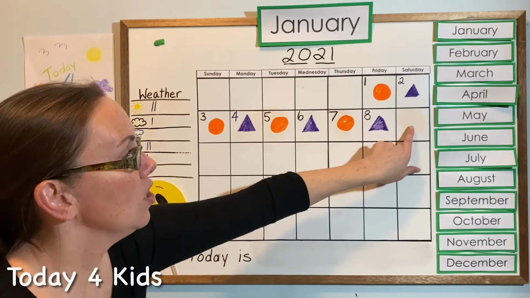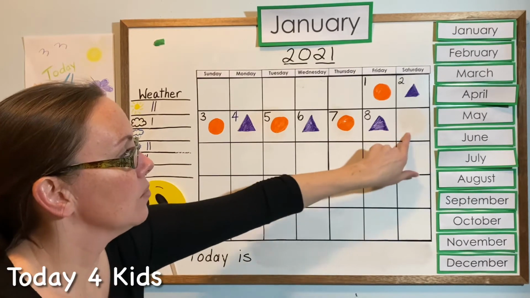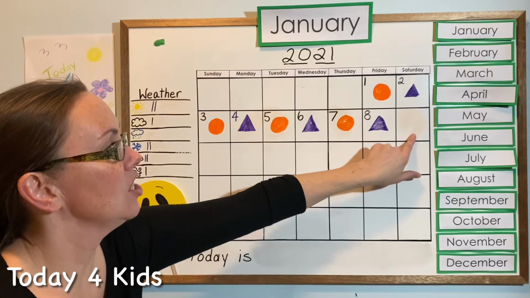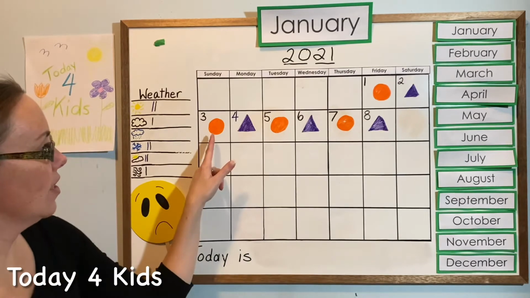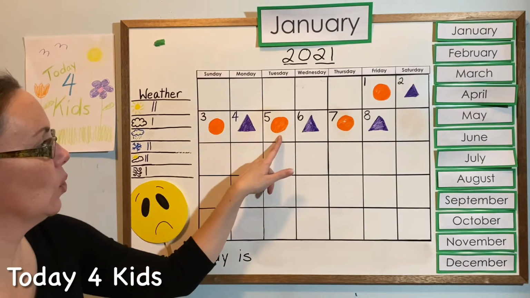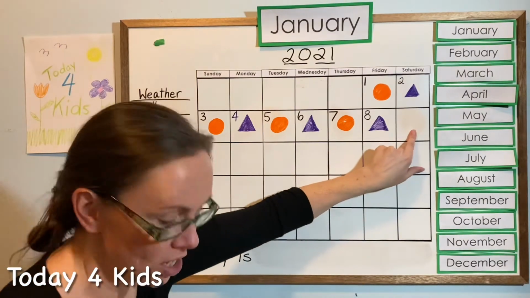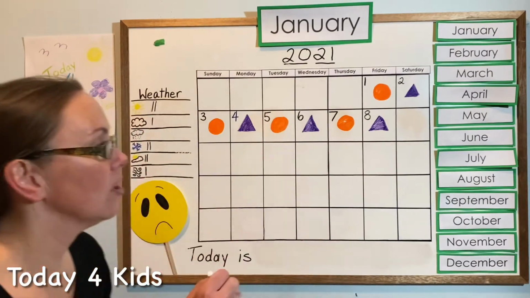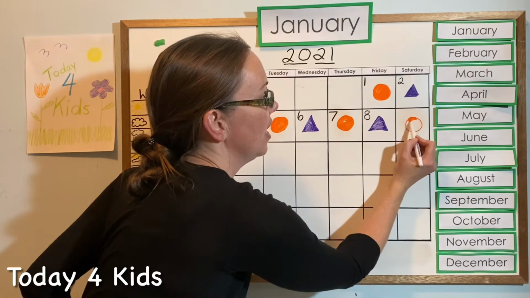So if we are going to continue our pattern, let's start at the beginning to see what we are going to draw in here to continue our AB pattern. Orange circle, purple triangle, orange circle, purple triangle, orange circle, purple triangle, orange circle, purple triangle, orange circle. So I've got my orange marker here. Let's make a circle. We'll color that in.